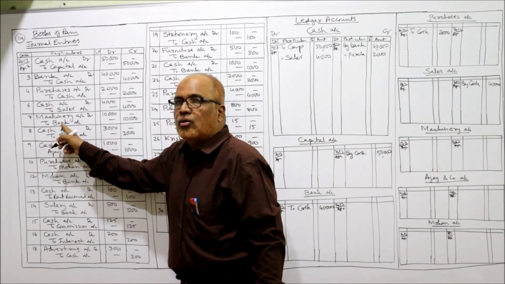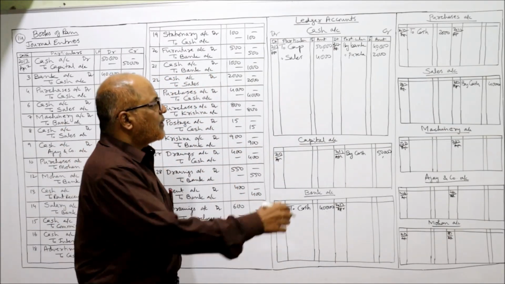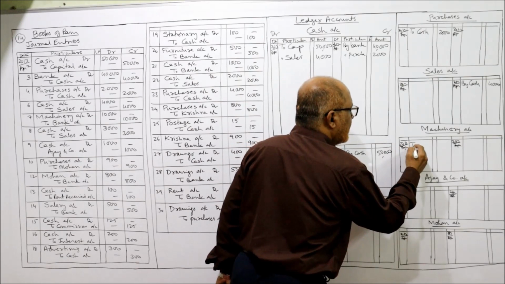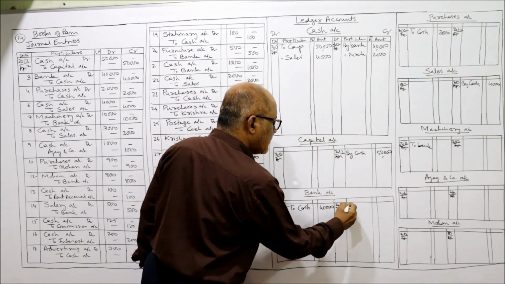Next, machinery account debit to bank. So machinery account debit side to bank and bank account credit side by machinery.